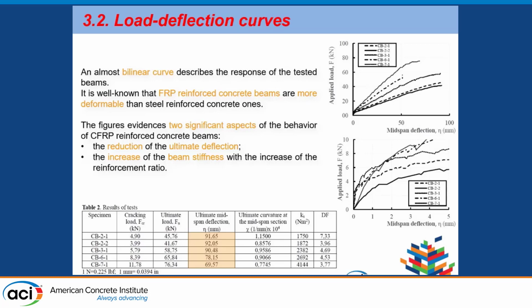Then, moving to the load displacement curve, in general, all the curves exhibited the typical bilinear behavior, which is typical for FRP reinforced concrete beams. If you see this picture here, which is basically a zoom of here, it can be seen that increasing the reinforcement ratio led to an increase of the stiffness of the beams, but at the same time, we can observe a reduction of the ultimate deflection.